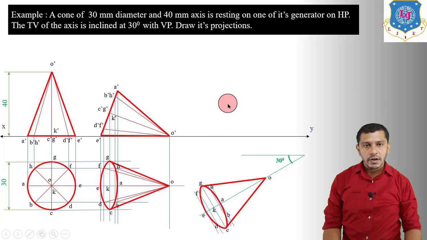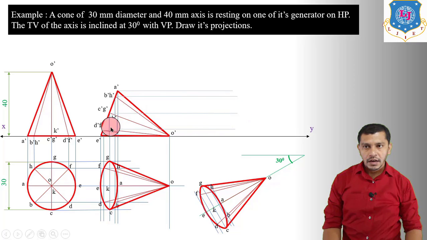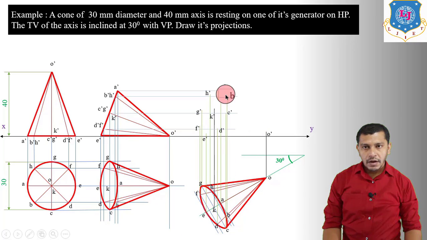Now we have to draw the front view in the third stage. For that we will project all these points vertically upwards, and we will get the locus from the front view in the second stage. So draw the locus from over here. So this will be locus of A, BH, C, G and K, DF, and this will be projector of E and O.